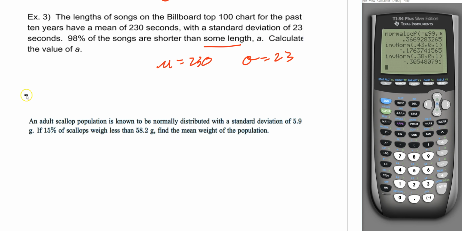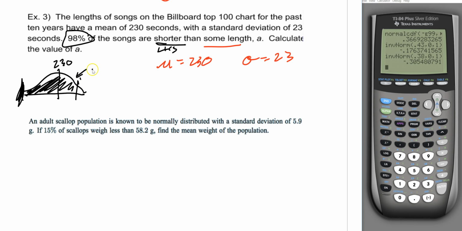So let's draw it because it helped me. And it hopefully helps you. So this is 230. Again, I don't need to draw 23, whatever. 98% of the songs are shorter than some length. So shorter means you start on the left hand side. If it said longer, I'd start on the right hand side. If it says shorter, start on here. Now 98%, right? That's almost, this whole thing's 100%. So 90% is like over here somewhere. So like all of this is 0.98. Now the good news, that's the side I could use. I don't have to flip it over, right? When I start from the left, that's what I want.